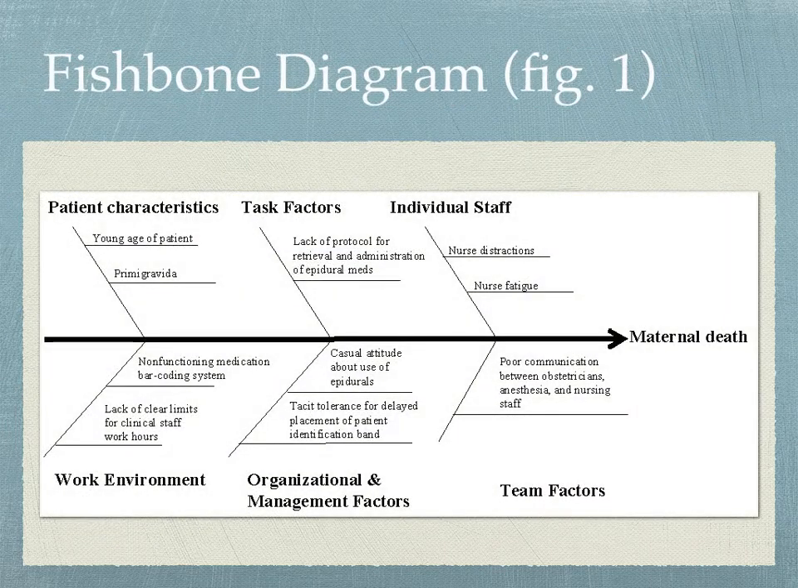Here's an example of a case of a fishbone diagram. As you can see, the negative outcome on the right of the diagram is listed as a maternal death occurrence. The categories that hold potential risk are listed on the bone ends of the fishbone, such as patient characteristics, task factors, individual staff, work environment, organizational and management factors, and team factors. The key variables that exist in each category are listed and all fall as contributing factors to the outcome.